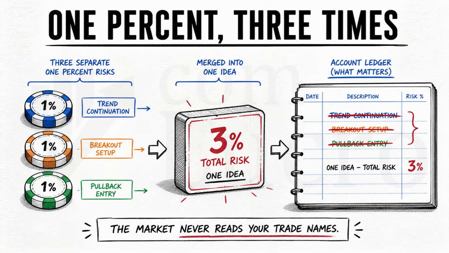If you risk 1% on each, and all three move almost identically, you have not risked 1% three separate times. You've risked close to 3% once on a single idea. The market never reads the names of your trades. It only sees the exposure sitting underneath them.